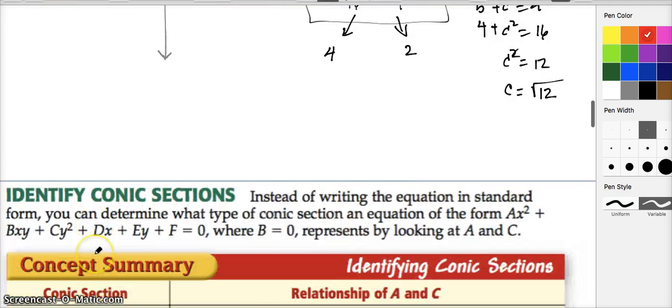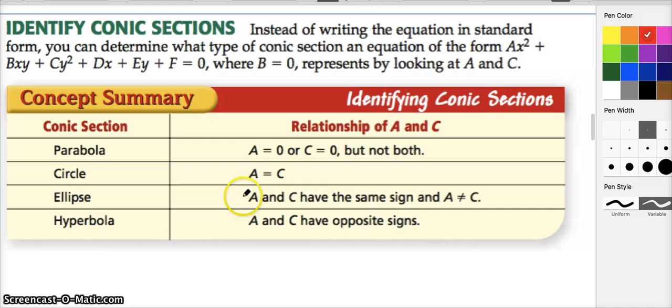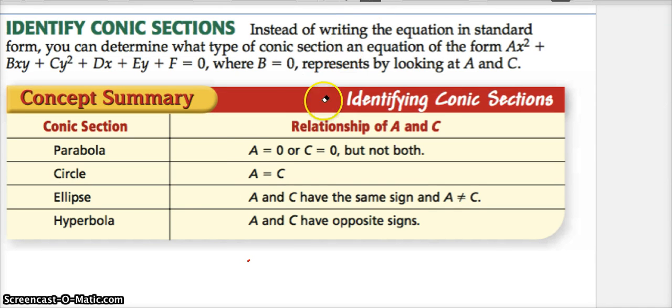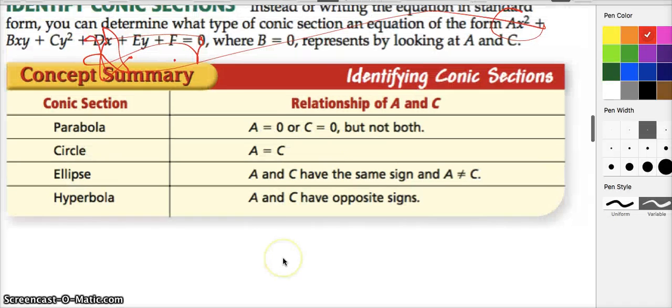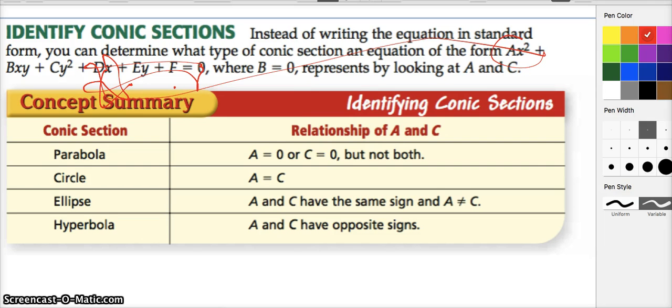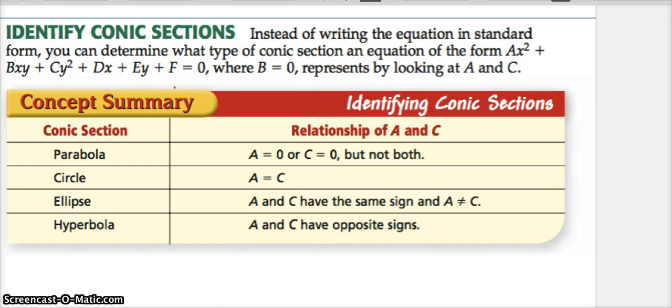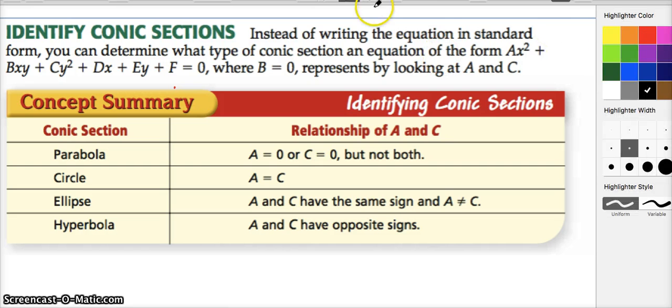Let's look at the next example, shall we? Okay, well, first, before we do that, the text is giving us a way to identify different conic sections while it's in this expanded form, sometimes referred to in this case as standard form. So let's look at the information that they gave us, and I'm going to even use our highlighter. So for A, a parabola is going to have either A equals 0 or C equals 0, but you won't have both having a numerical value. Let's see what A is.